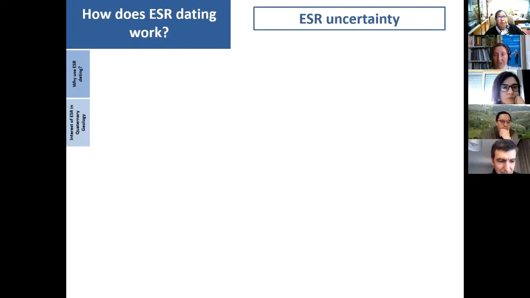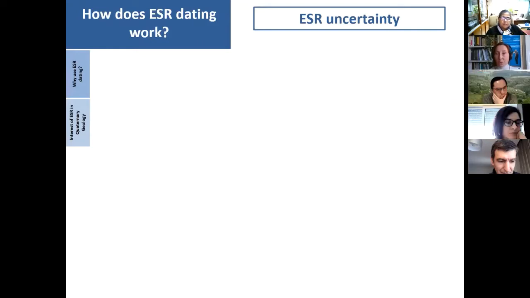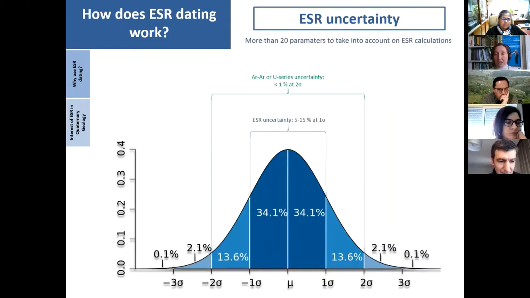ESR age calculation involves, as I said, many parameters in order to accurately estimate the different components of the dose rate. The number of these components may exceed 20 depending on the characteristics of the sample considered. Each parameter has an associated uncertainty that needs to be included and propagated into the final age calculation, which usually makes a final age error at 1 sigma in the range of 5 to 15%.